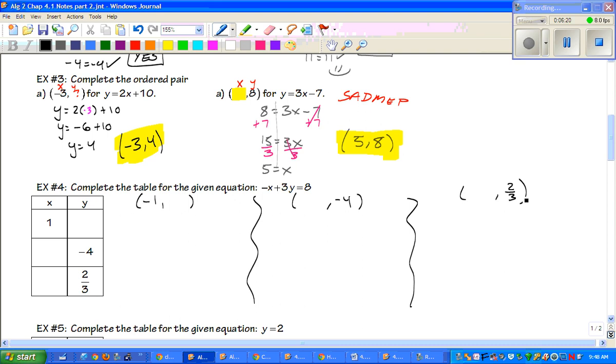So we're doing the same thing. We're just plugging in the numbers and seeing what we get. So let's go ahead and try. So for the first one, it's negative. Oh, that's a negative 1.